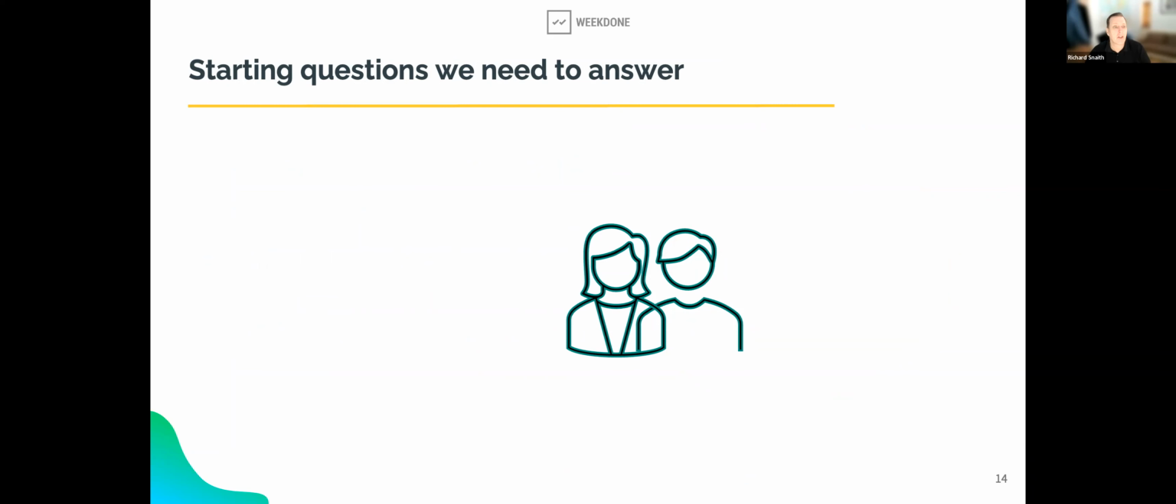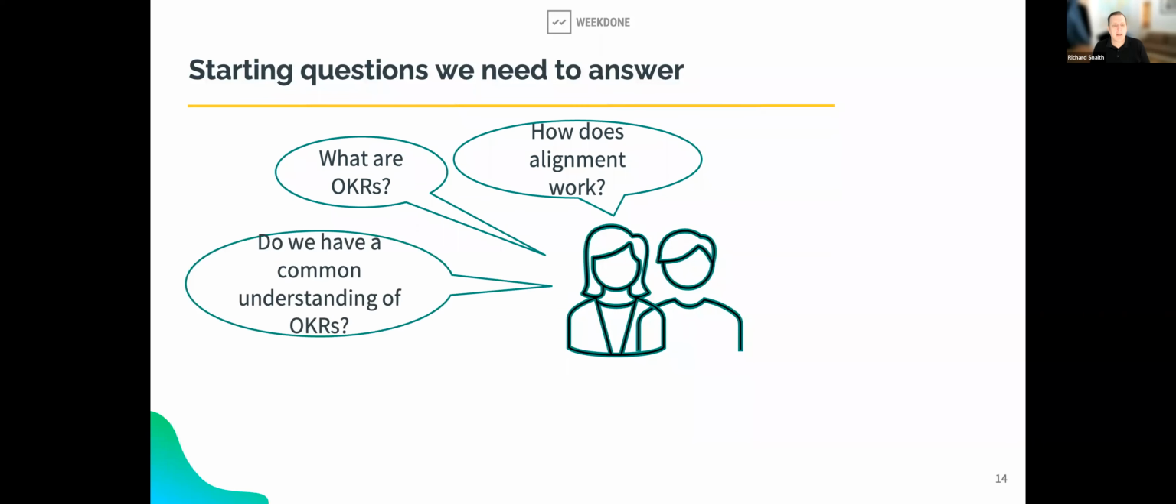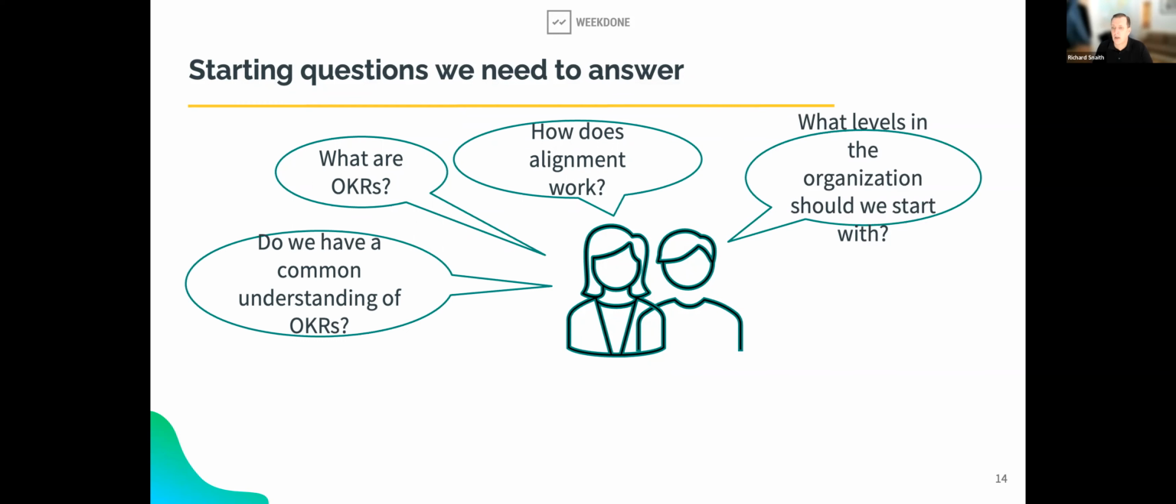Let's start with the starting questions we need to answer. There are a lot of questions when you're starting out with OKRs, and a lot of times it starts from what OKRs are, and that can be up and down the organization. How do we align? OKRs talk a lot about aligning, and what does that really mean? Do we even have a common understanding of OKRs? We see it a lot where different teams in the company have a very different understanding of the purpose and the point of OKRs, and that means it's pulled in different directions if we don't have a common understanding.